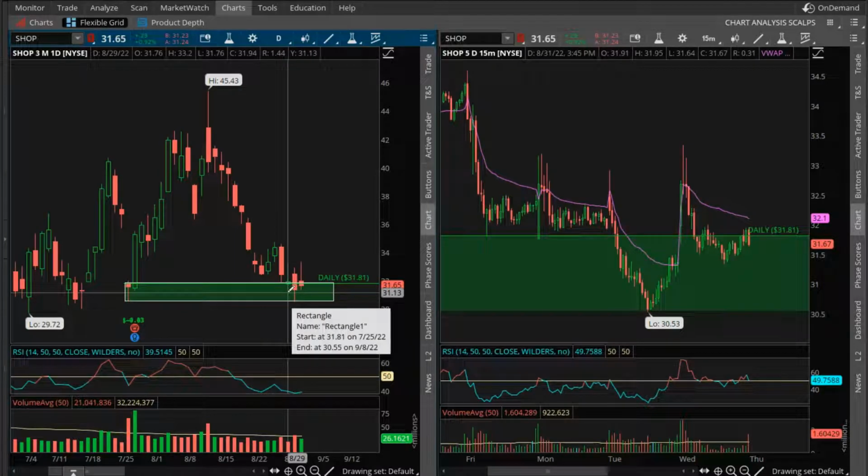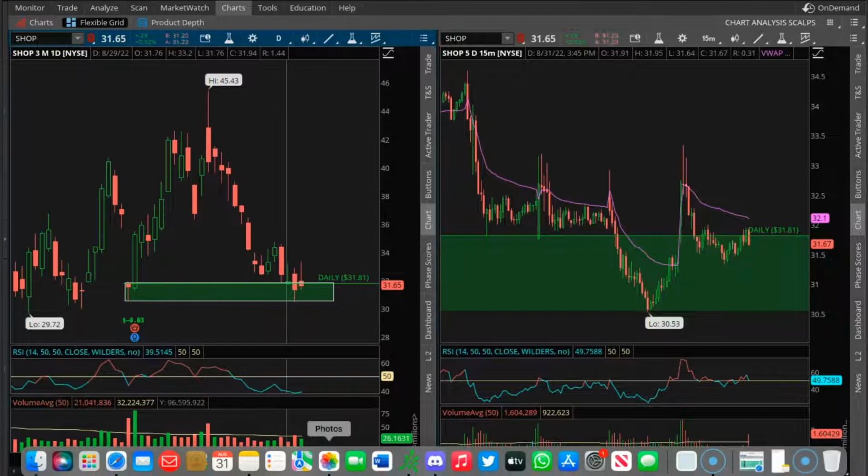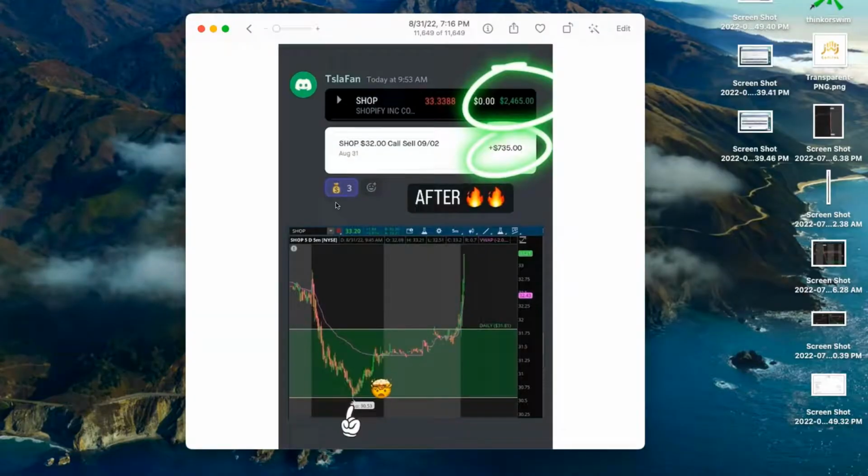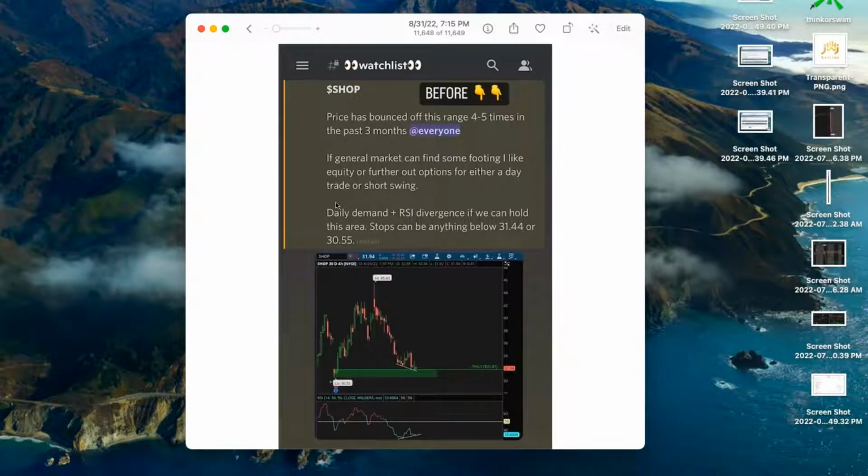So this is the 3-month, 1-day chart highlighting the area of demand, and then going over to our Discord, I have a direct screenshot here from our watch list. I was saying that prices bounce off this range 4 to 5 times, and if the general market can find some footing, I like equity or further out options for either a day trade or a swing. Daily demand plus the RSI divergence, if we can hold this area, stops can be anything below 31.44 or the bottom of the range. So this is what I was seeing on Shop.